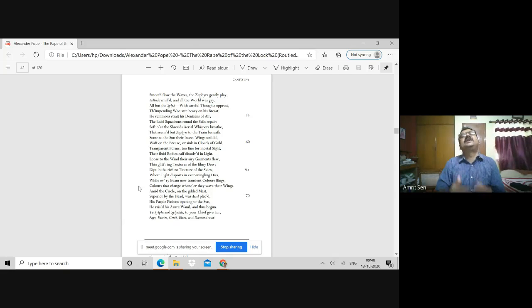And we shall take a very close look at what the function of the sylphs are in Pope's Rape of the Lock. But for the present, I will stop at this point of time and take your questions, if any.